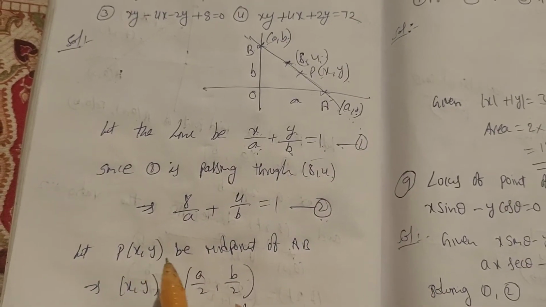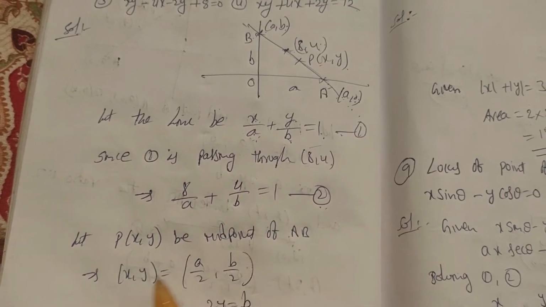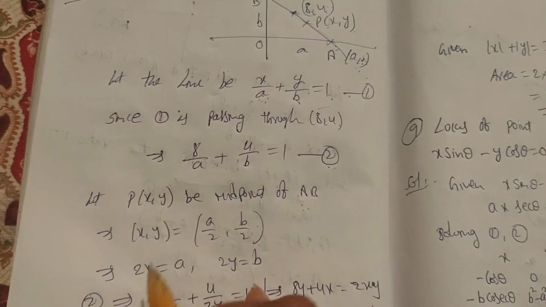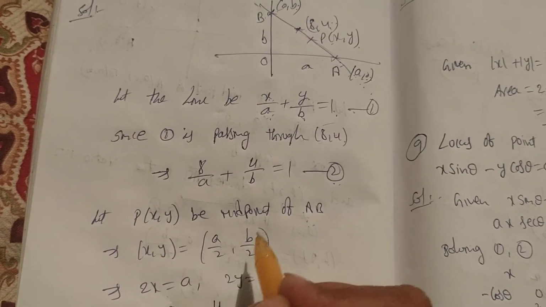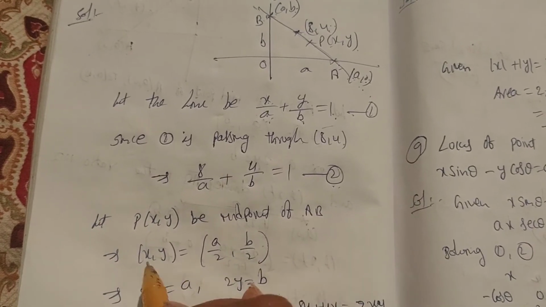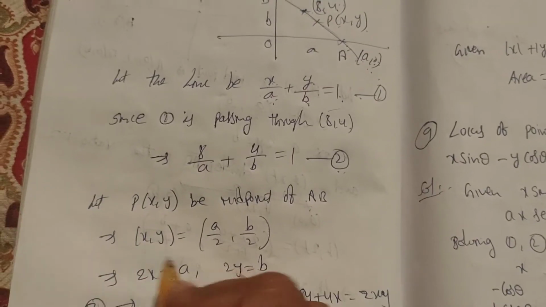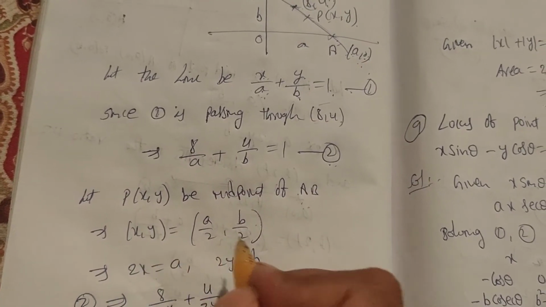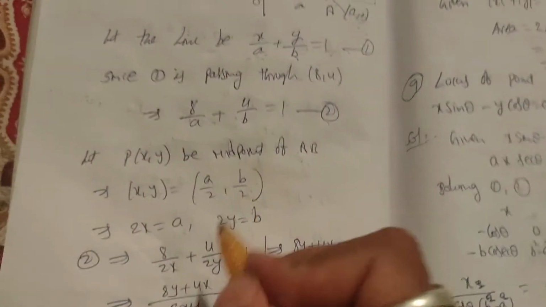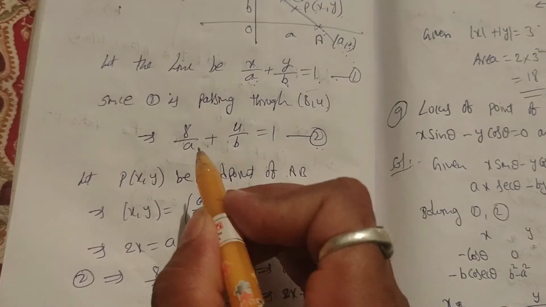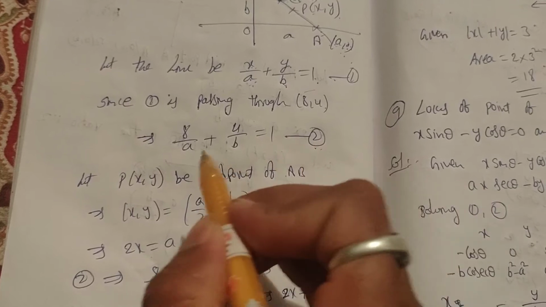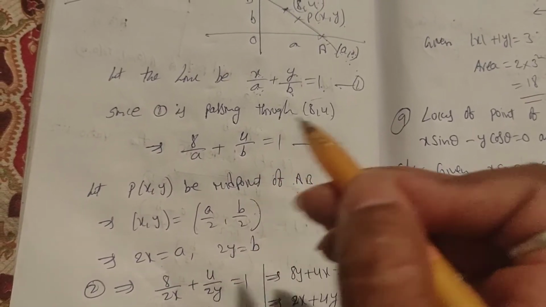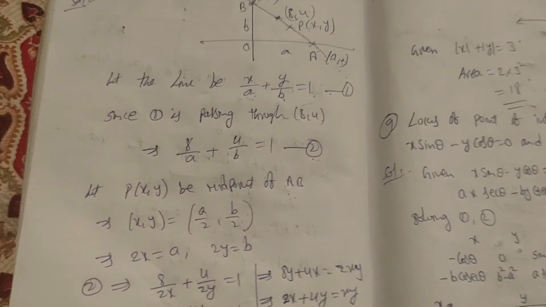Let P(x, y) be the midpoint of AB, so (x, y) = ((0 + a)/2, (b + 0)/2), that means (x, y) = (a/2, b/2). Equate corresponding coordinates: x = a/2, so 2x = a, and y = b/2, so 2y = b. Now we have the relation between a and b in the second equation. If you replace a and b by 2x and 2y, you get a relation between x and y, which is nothing but the required locus.